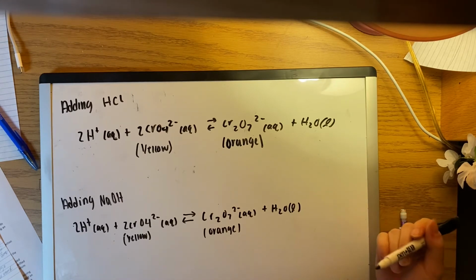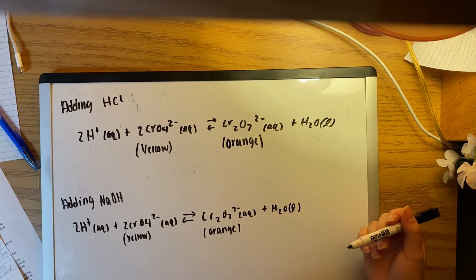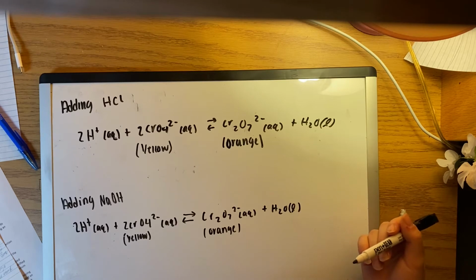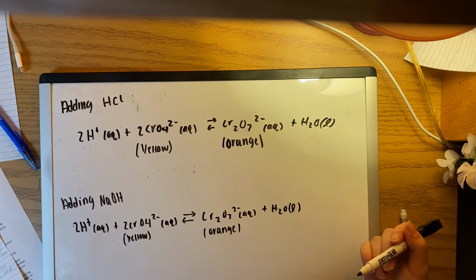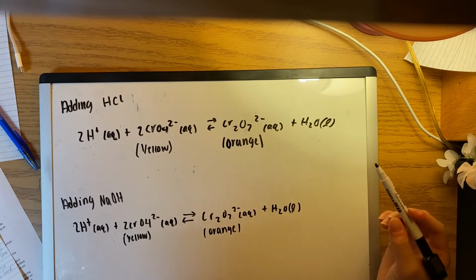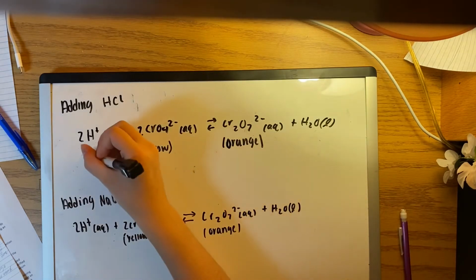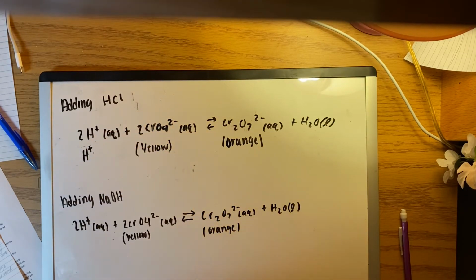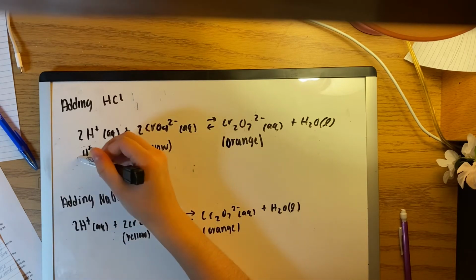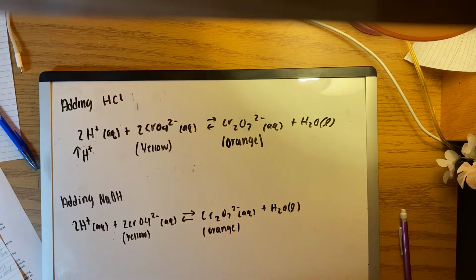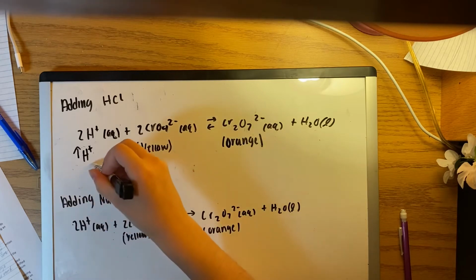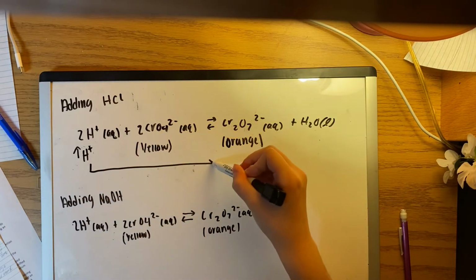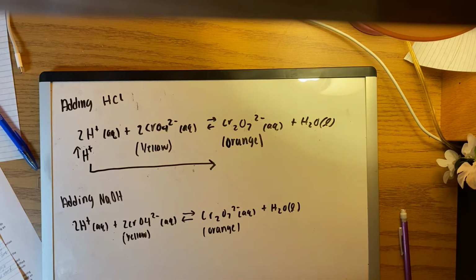Using the initial reaction, 2 different stresses were applied, and the first stress that was applied was HCl, which is considered to be a strong acid. When HCl was added, you were adding more H plus ions, which increases the concentration of H+ on the reactant side. Therefore, the reaction will shift more towards the right, making more dichromate, which has an initial color of orange, so it creates a darker orange color.